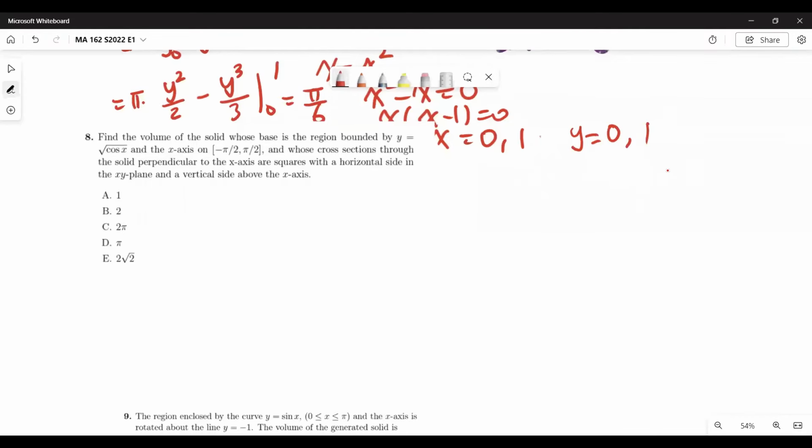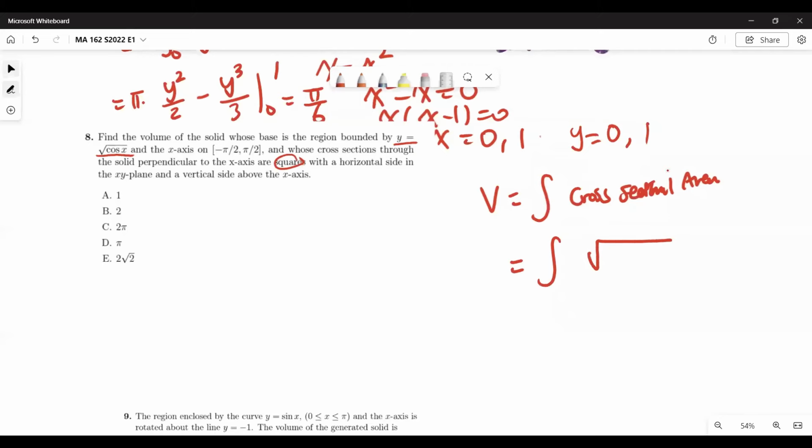Okay, this question asks to find the volume of the solid. So if you want to find the volume of the solid and it has cross sections, the volume is the integration of the cross section area. We know the region is bounded by y equals square root of cosine x, and this is the square. So if you want to find the area of the cross section, this just becomes square root of cosine x, squared, dx, and then it's from negative pi over 2 to pi over 2.